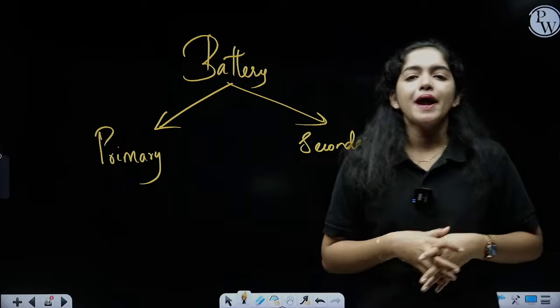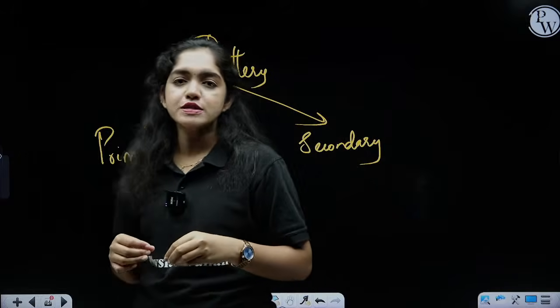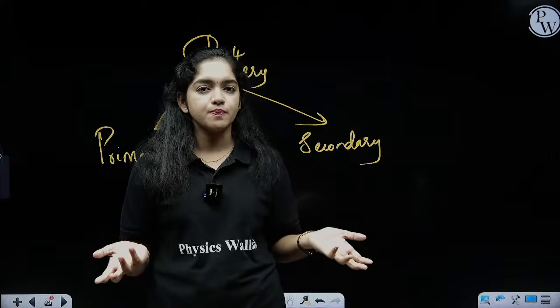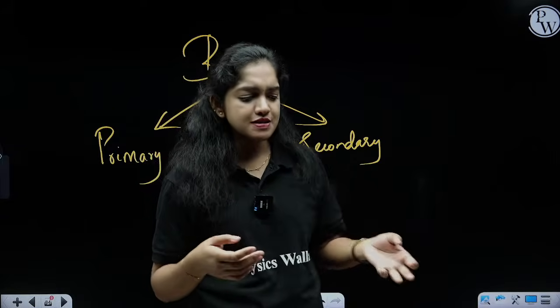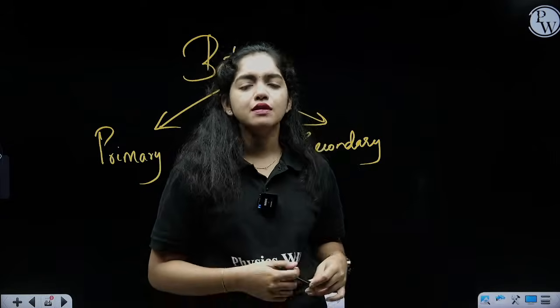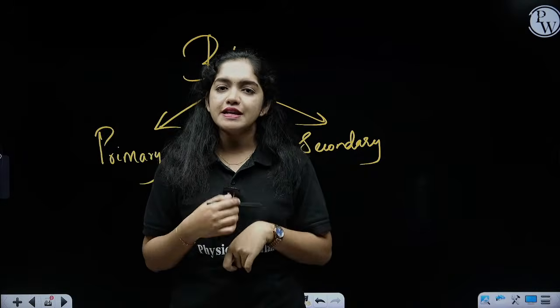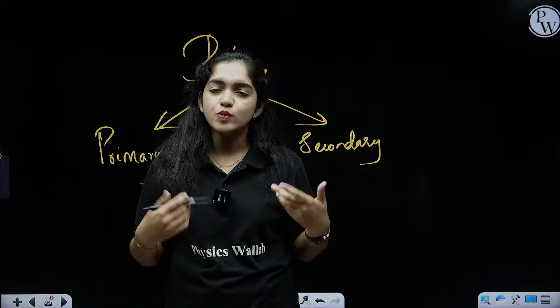My dears, primary battery means it can be used only once. When the chemical reaction ends, the battery is dead. We can only throw it away, otherwise there is no use for it. For example, the watch battery. The watch I am wearing has a battery. Can I recharge it? No. Can I reuse it when it is dead?